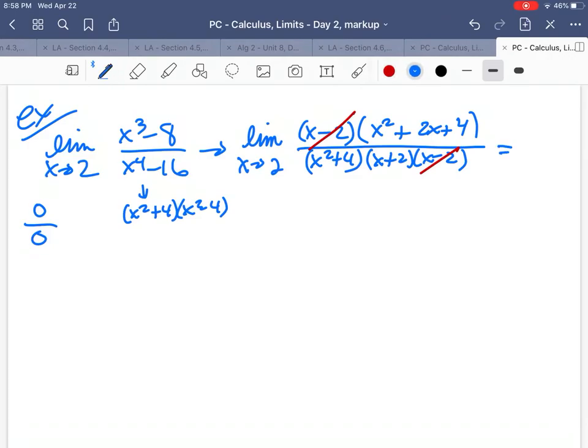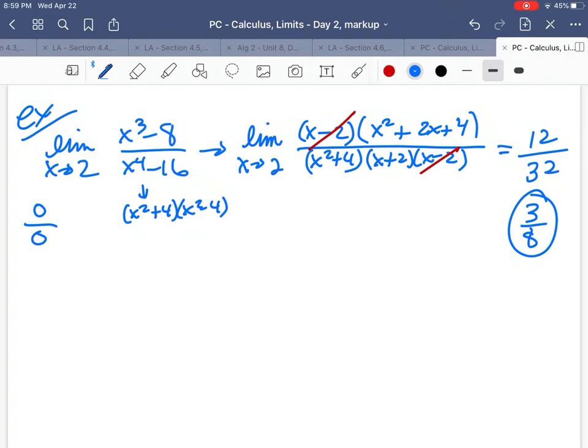So if I plug in 2 to the top, I get 4 plus 4 plus 4, so that's 12. Plug in 2 to the bottom, I get, let's see, 4 plus 4, that's 8. And 2 plus 2 is 4. 8 times 4 is 32. So 12 over 32, let me see, divides by 4, so it gets me 3/8.